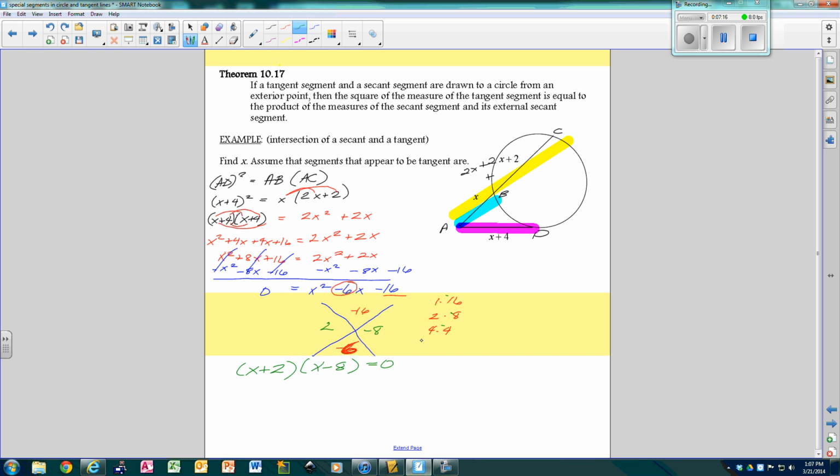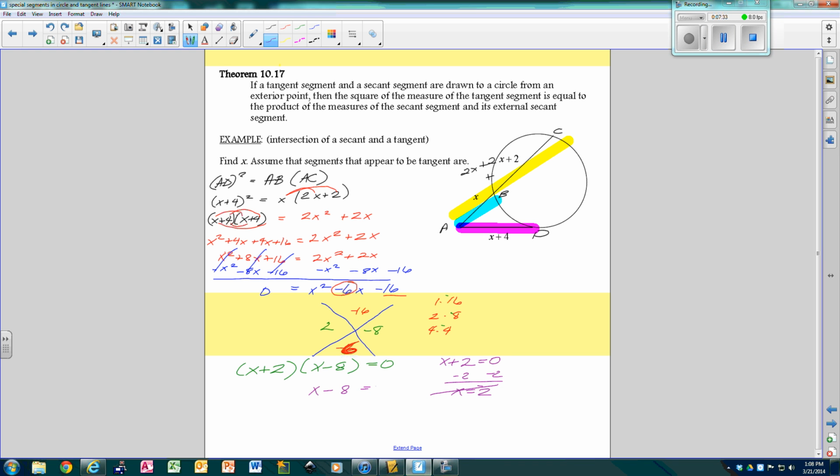And they equal 0. Now you have to take both pieces and set them equal to 0. So I've got x plus 2 is 0. So that means subtract 2 from both sides. So x is negative 2. Since x cannot be negative, that answer will not work.